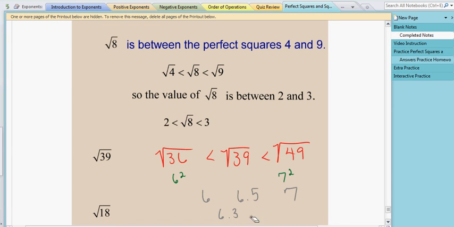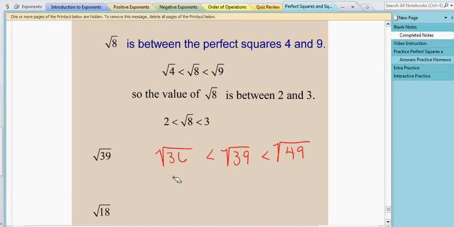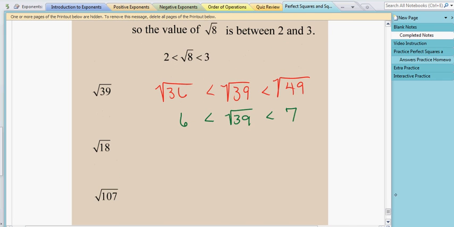We're approximating. Again, your answer is actually going to look like this: 6 is less than the square root of 39, which is less than 7. The way this is read is the square root of 39 is between 6 and 7. So I'd like you to try the next two problems while pausing and then come back and check.